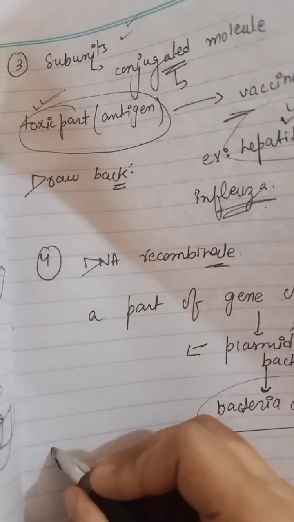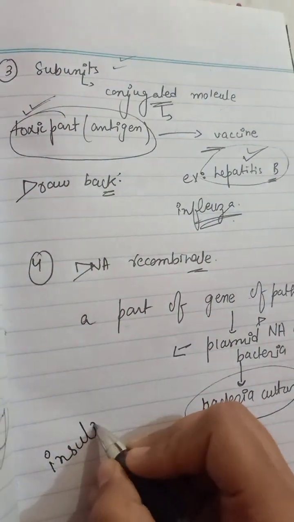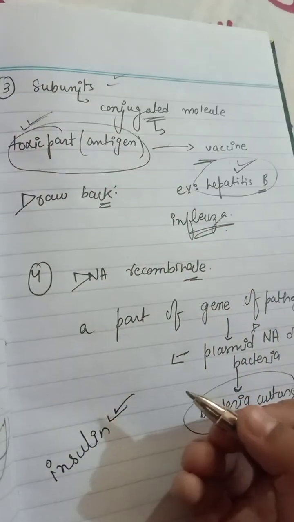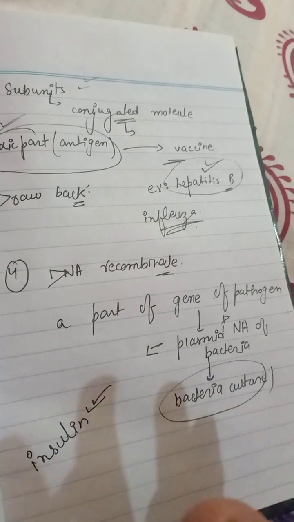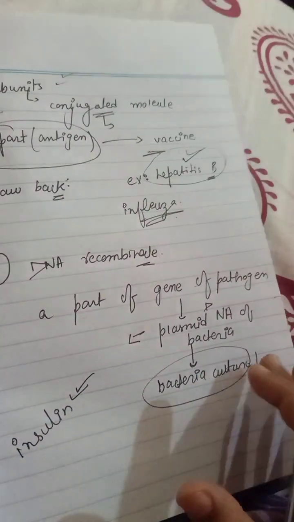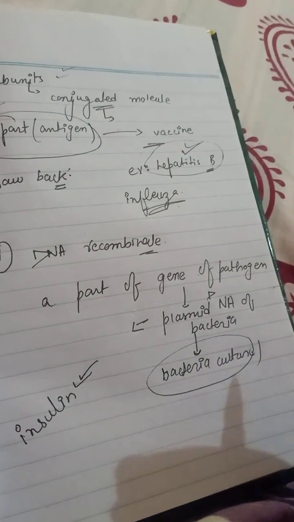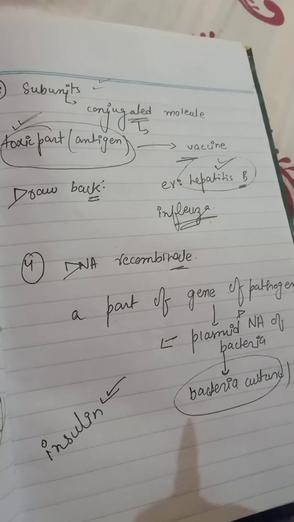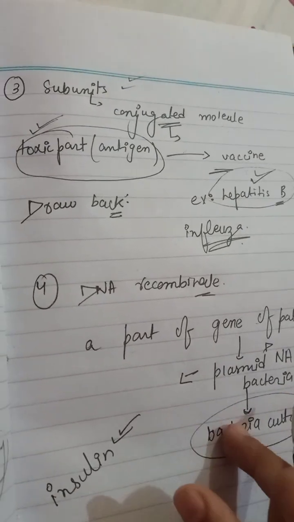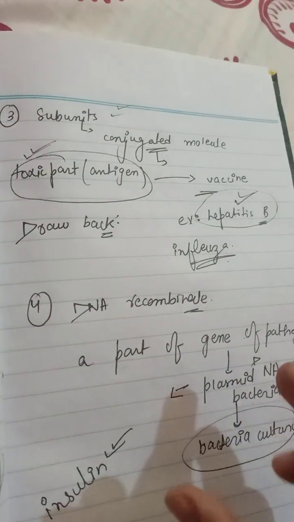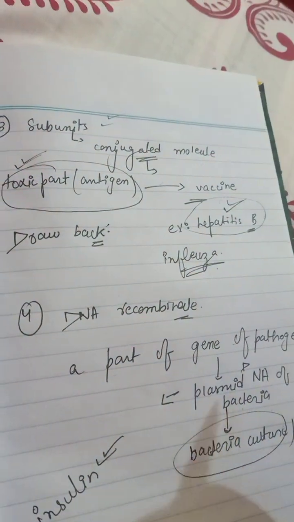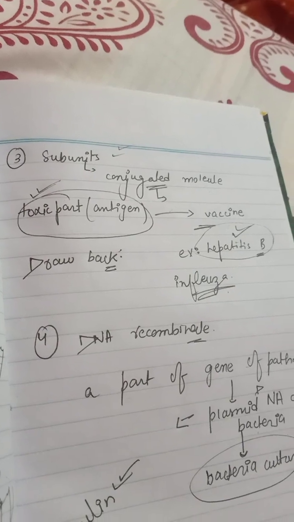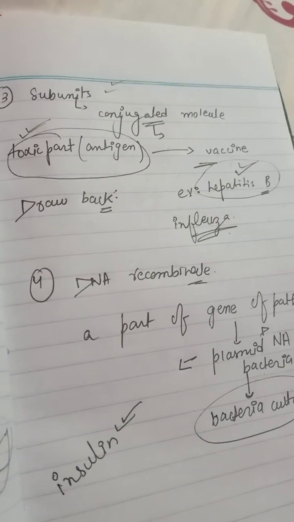For example, we have insulin, and we have insulin vaccines too. It is advanced level, but it is not affordable for poor people. Of course, this happens in genetic engineering. So this is about the vaccines, this is part 2 of the vaccines.